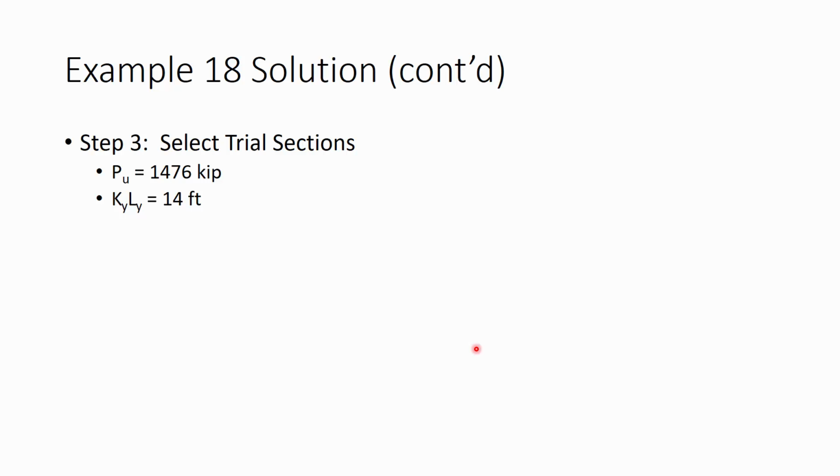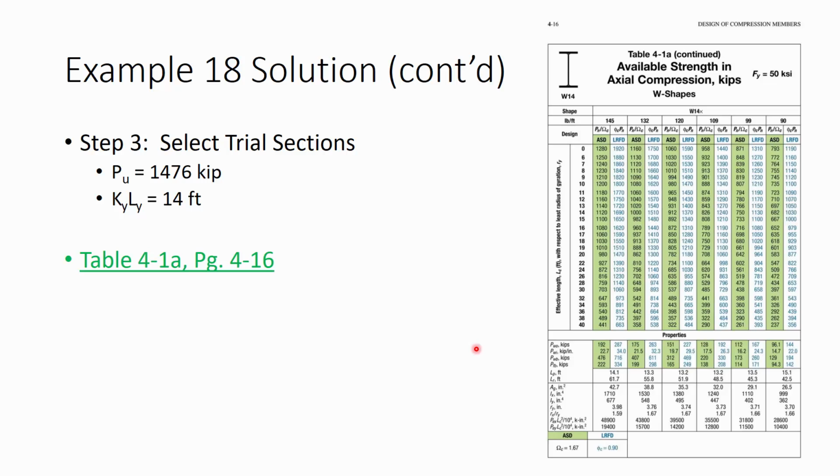Okay, so the third step is to select trial shapes. Now remember, when we select our trial sections, we select them based off of the weak axis or the y-axis, and then we have to go and validate the strong axis. And remember, when we select these shapes, we select a representative family of sections, at least one W14, one W12, trying to evaluate each depth possible. So we'll start off with the W14s.